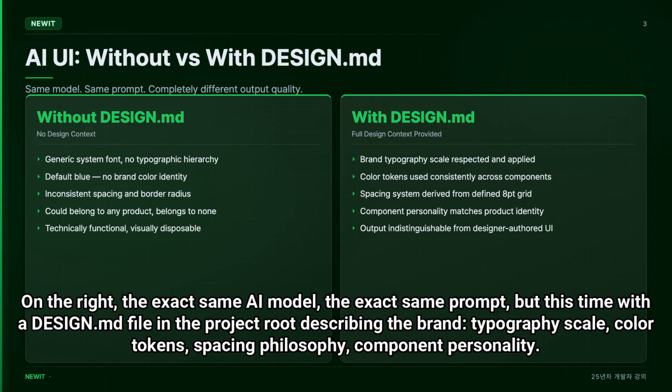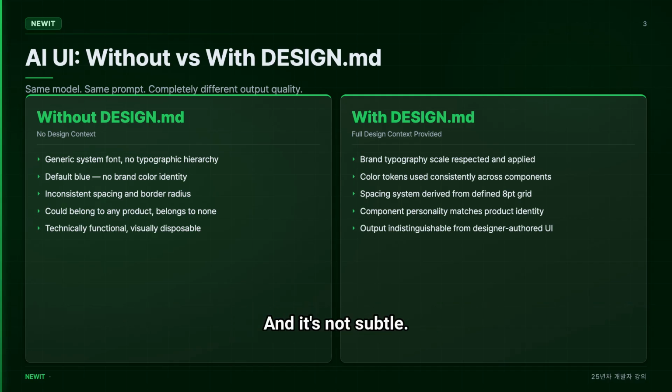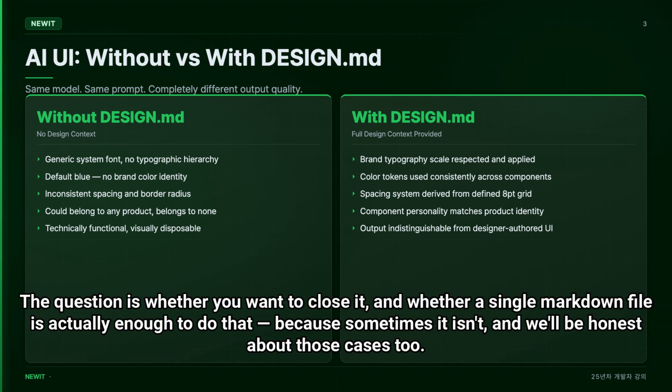On the right, the exact same AI model, the exact same prompt, but this time with a DESIGN.md file in the project root describing the brand, typography scale, color tokens, spacing philosophy, component personality. The output is different in every visible way, not because the AI got smarter, but because it finally had context. This is the gap, and it's not subtle. Senior designers notice it in 3 seconds. Your users notice it in 3 seconds. The question is whether you want to close it, and whether a single Markdown file is actually enough to do that, because sometimes it isn't, and we'll be honest about those cases too.